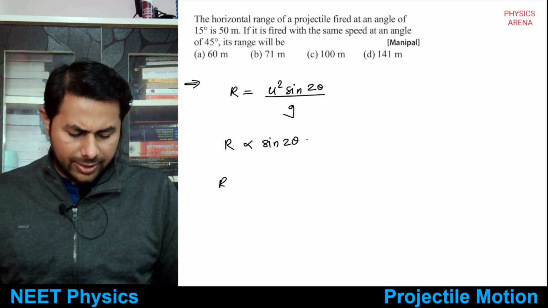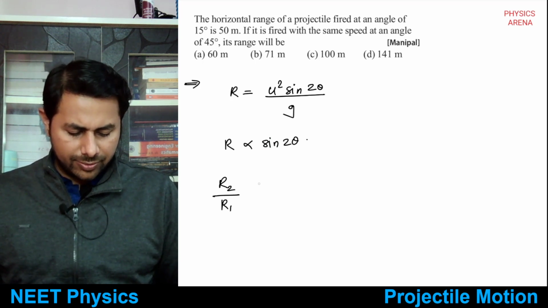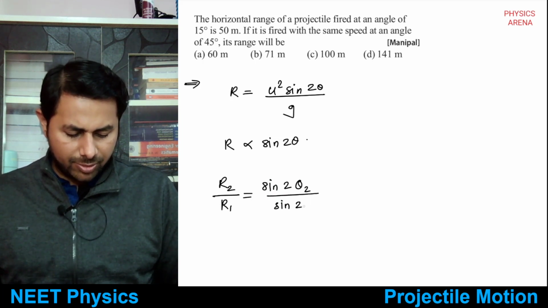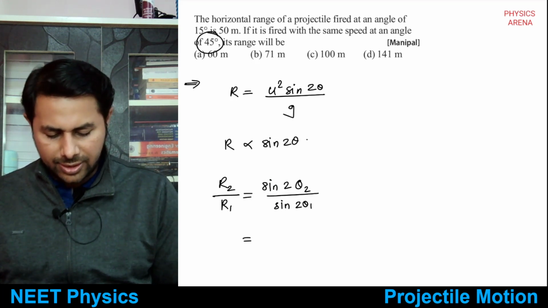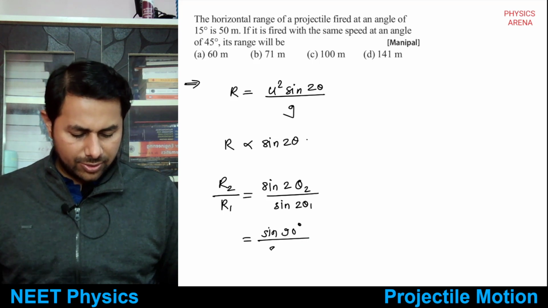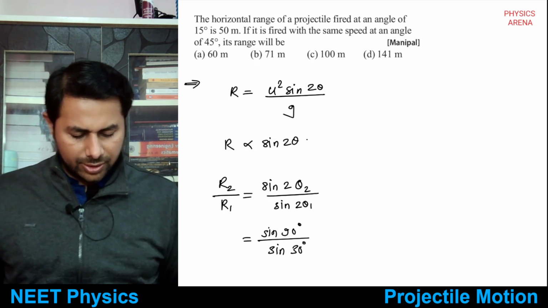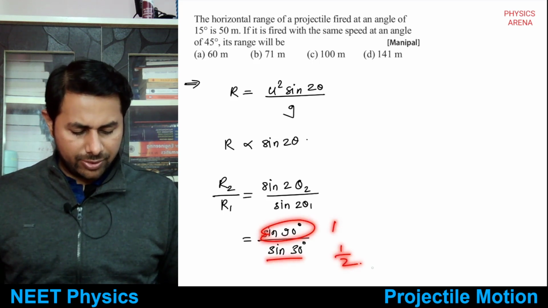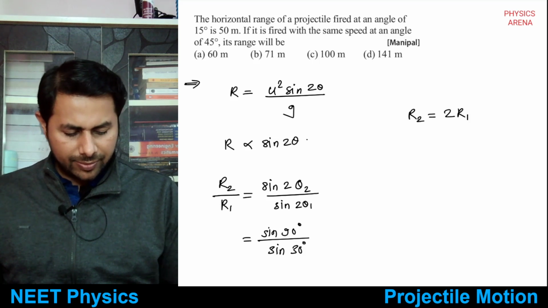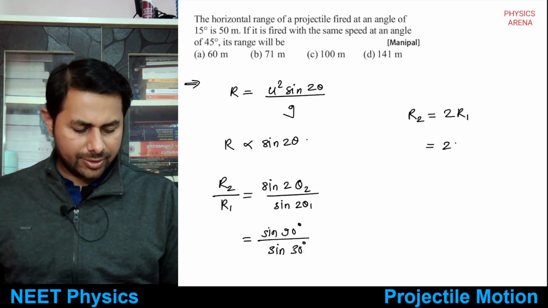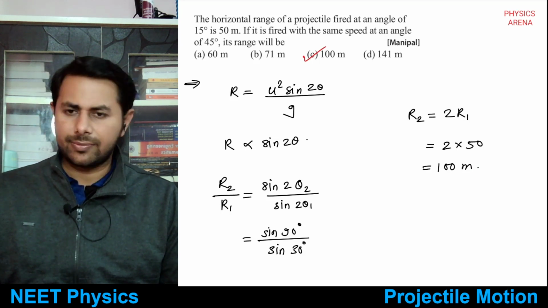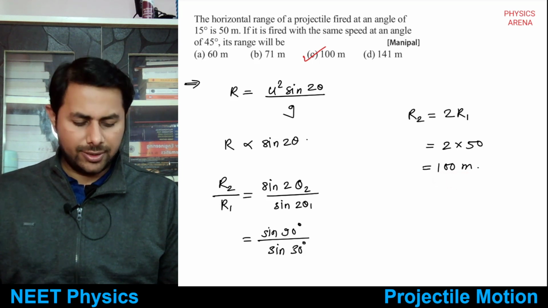Okay, so that's very simple. Then you have R2 by R1 is equal to sine 2 theta 2 divided by sine 2 theta 1. Theta 2 is 45 degrees, so sine of 90 degrees divided by sine of 2 theta 1, which is 15 times 2, 30 degrees. Sine 90 is 1, sine 30 is half. So you move that 2 to the numerator. So R2 by R1 is 2, which means R2 is equal to 2 times R1. R1 was 50, therefore R2 is 100 meters. Right, this is simple.